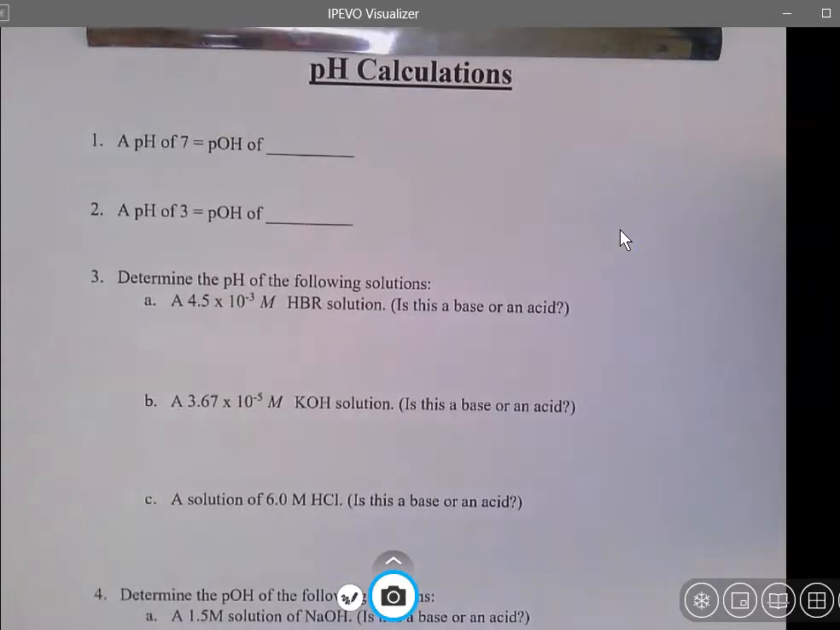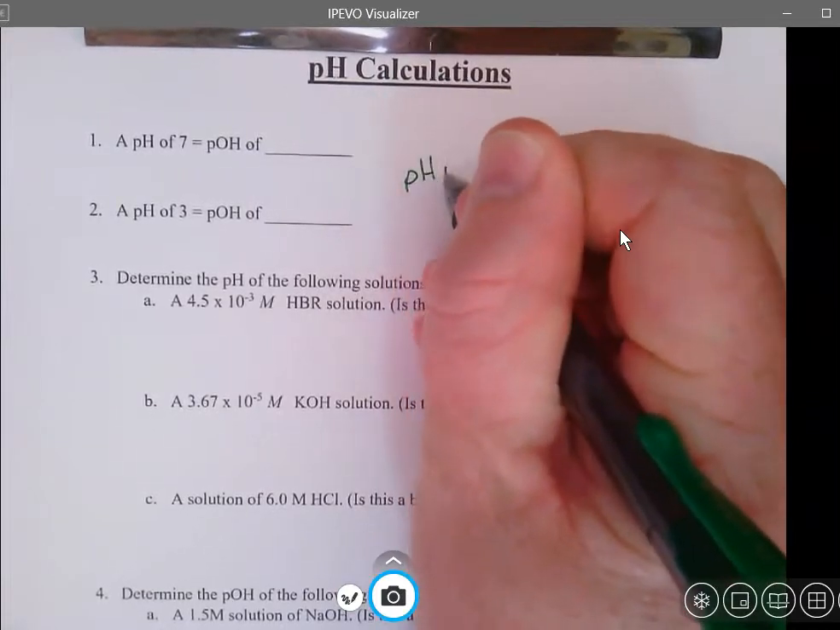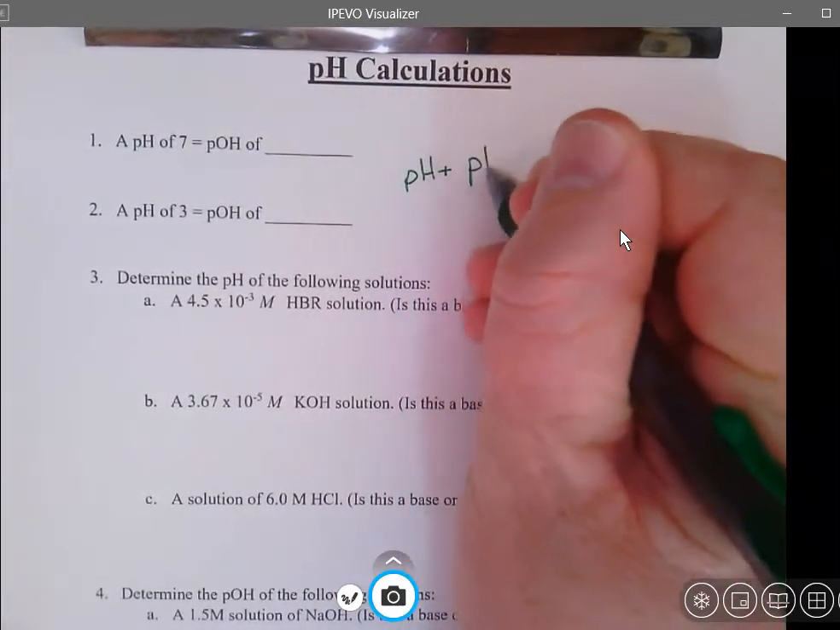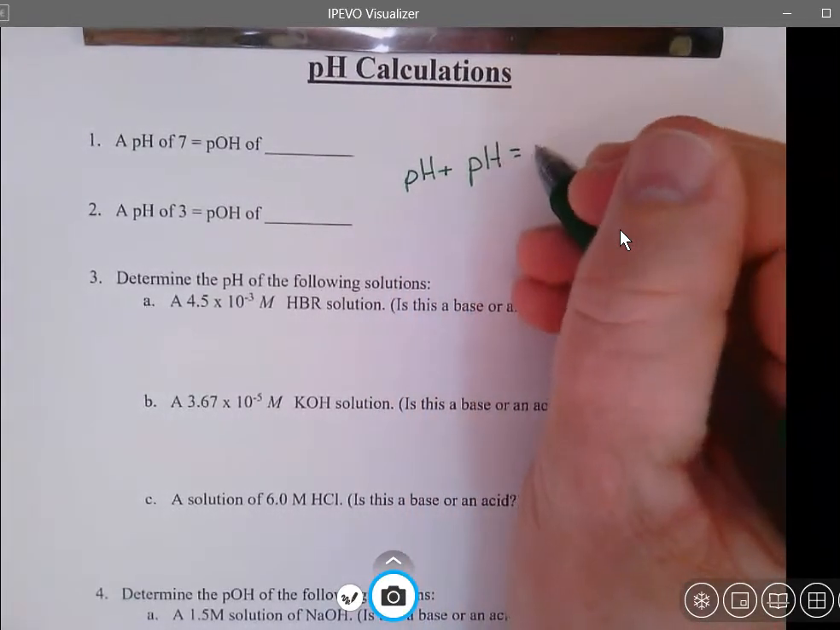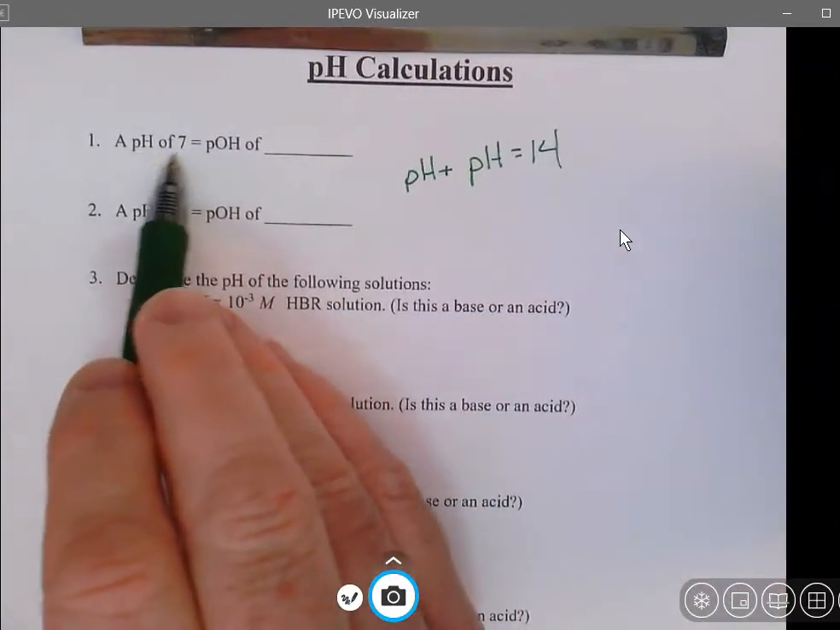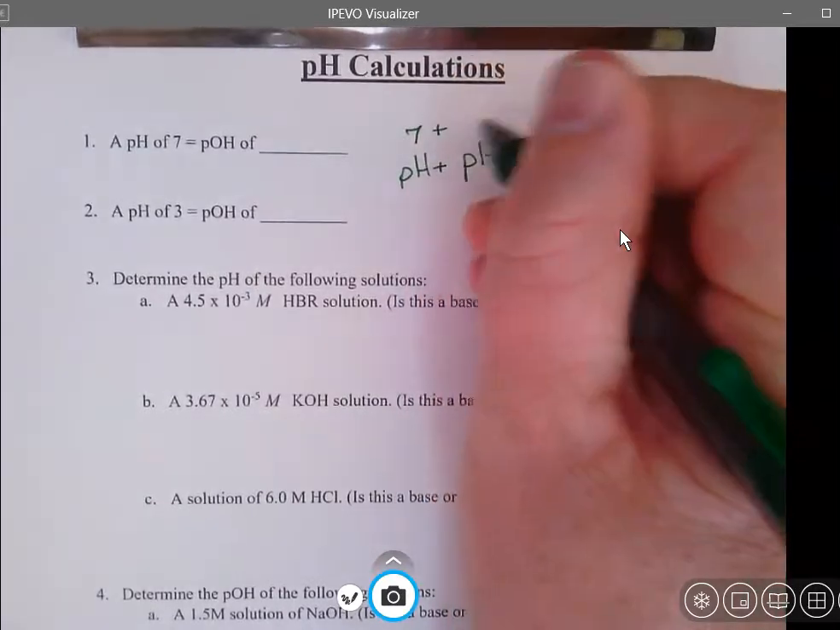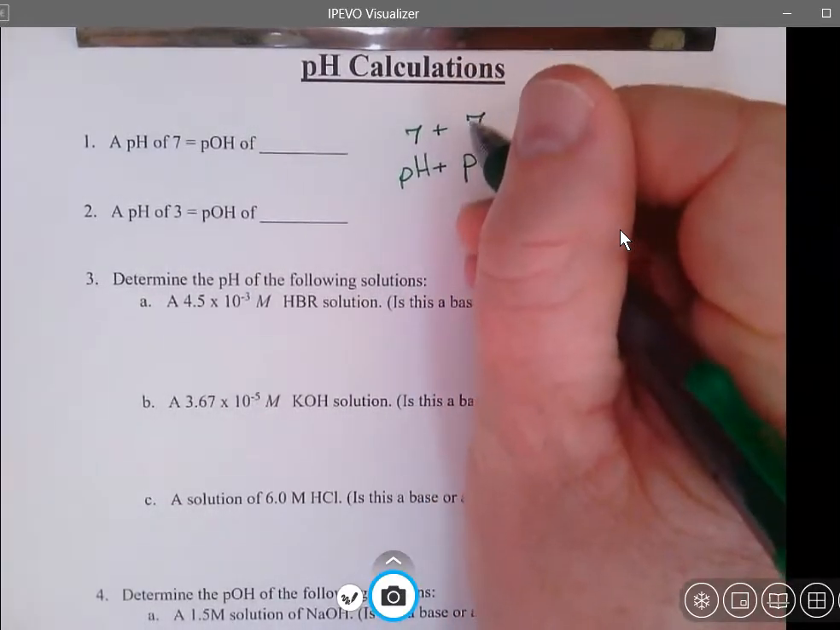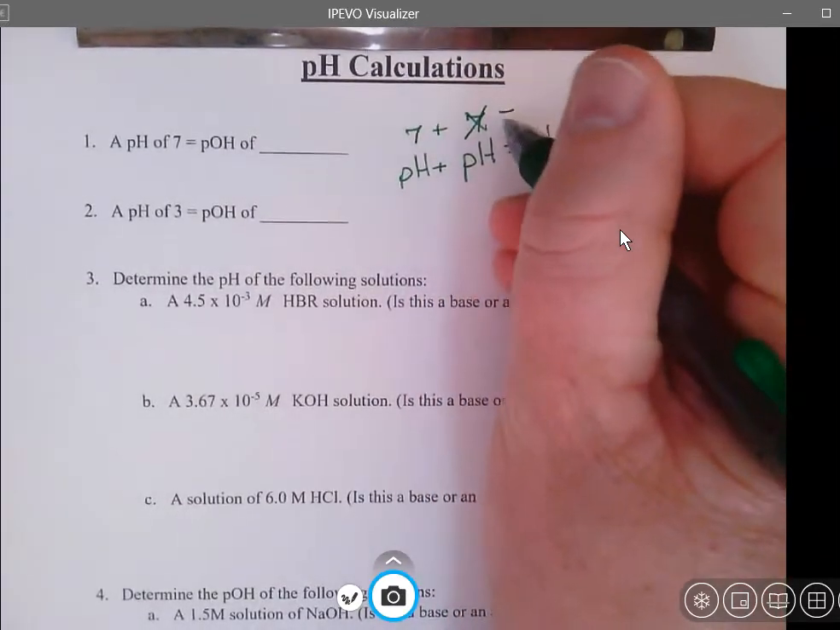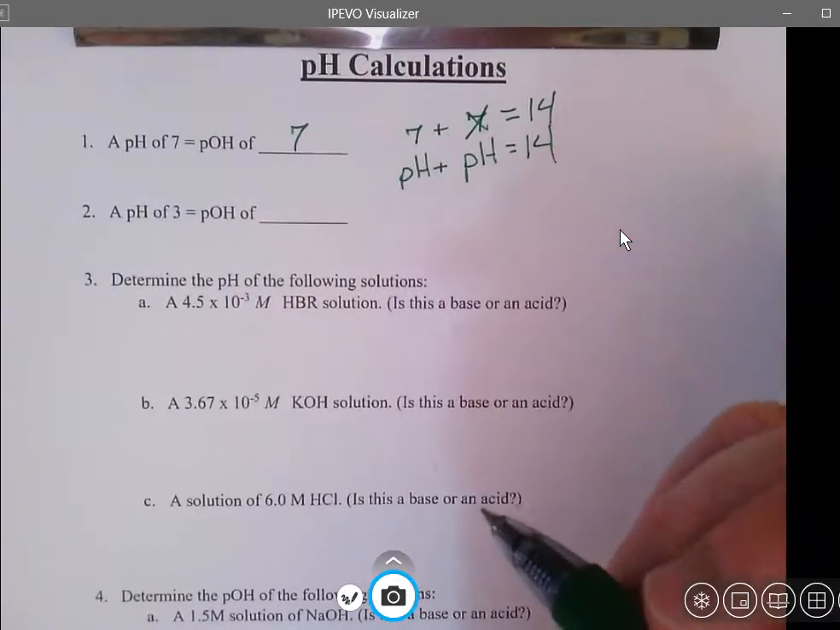If we recall, pH plus pOH equals 14. Okay, so if we have a pH of 7, 7 plus X equals 14. Therefore, X is going to be equal to 7.